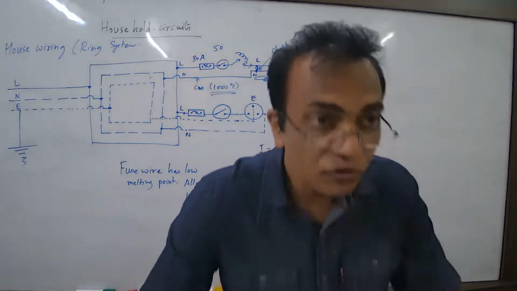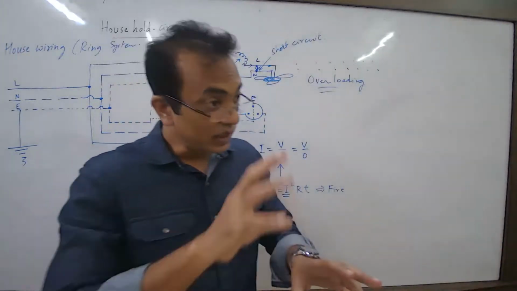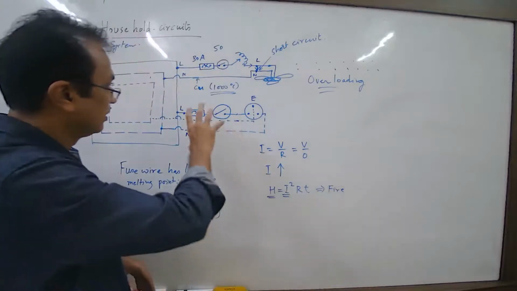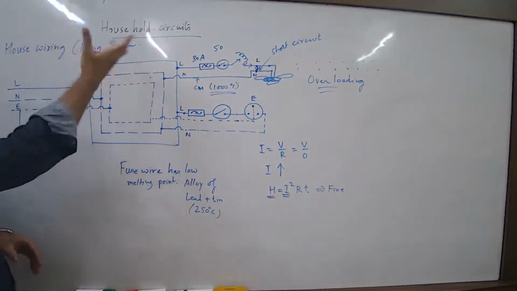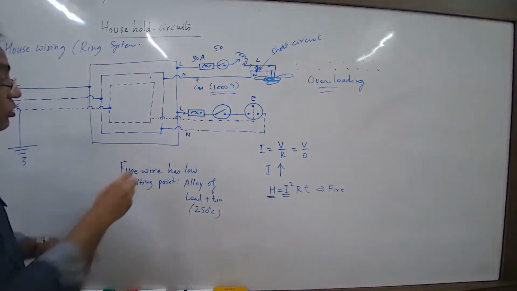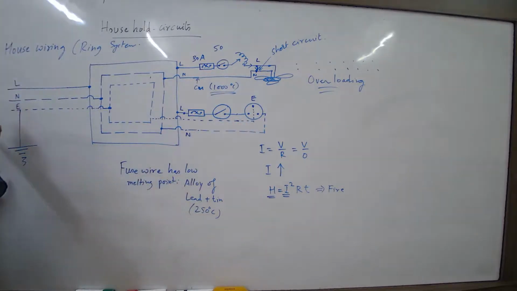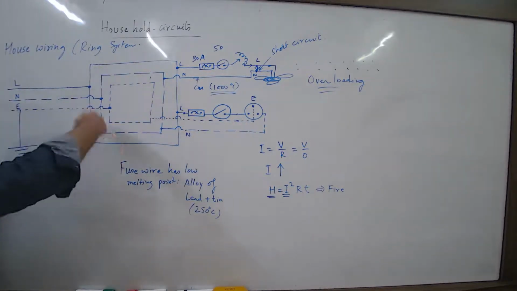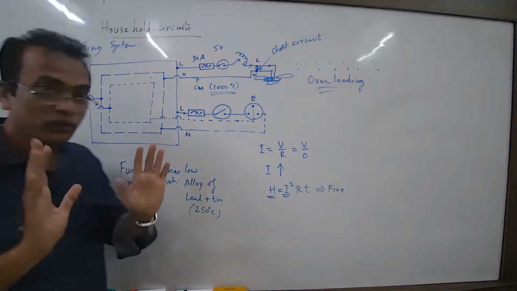Right. So it gives you flexibility at an appliance level, right? And in any corner of the room you can pull a connection, right? You don't have to lay cable till the distribution box. So this ring system is a very efficient way of doing house wiring.